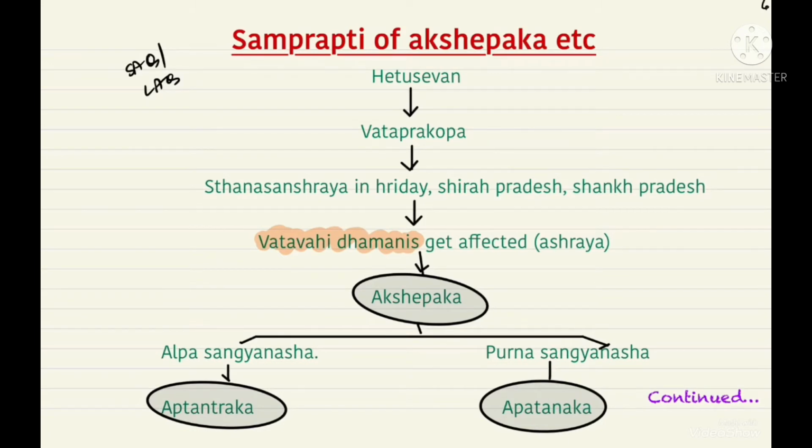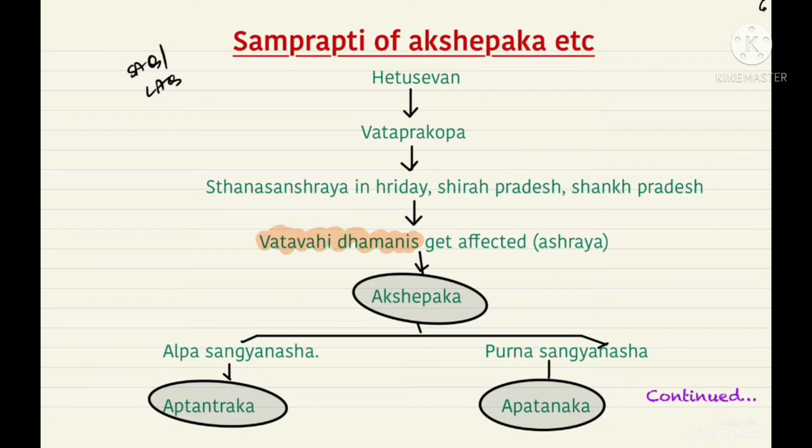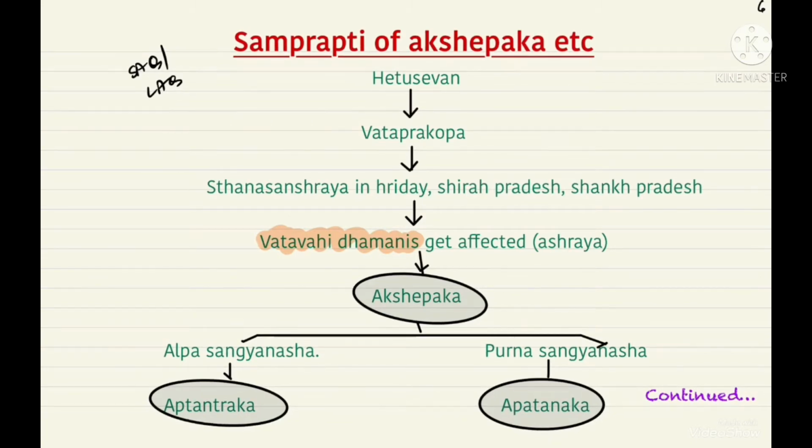So what happens in Akshepaka is there is Hetu Sevan, and then Vat Prakop happens. Once the Vat becomes Prakopit, it gets Sthan Sanshray in Hriday, Shira Pradesh and Shankha Pradesh, and then the Vatvahi Dhamnis get affected. So this results in Akshepaka, and if there is Alpa Sangyanash, we call it Apatantrak, and if there is Purna Sangyanash, we call it Apatanak. So this is the difference between Apatantrak and Apatanak, partial Sangyanash and complete Sangyanash. Here we are seeing the two types, and the Samprapti of these two types will continue on the next page.